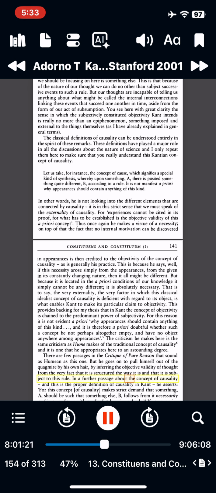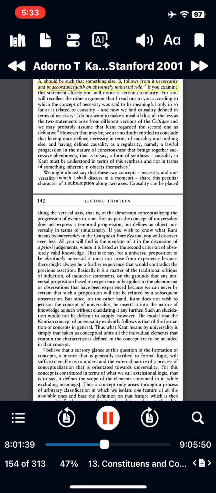In a further passage about the concept of causality, and this is the proper definition of causality in Kant, he asserts, for this concept of causality makes strict demand that something, A, should be such that something else, B, follows from it necessarily and in accordance with an absolutely universal rule. 7. If you examine this statement closely, you will notice a certain circularity. For you will recollect the other argument that I read out to you, according to which the concept of necessity was said to be meaningful only in so far as it related to causality, and now we find causality defined in terms of necessity. I do not want to make a meal of this.